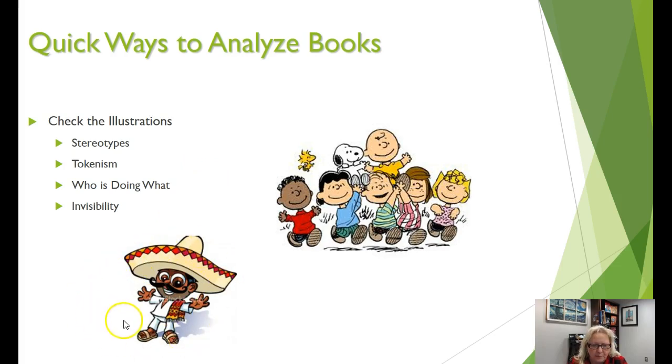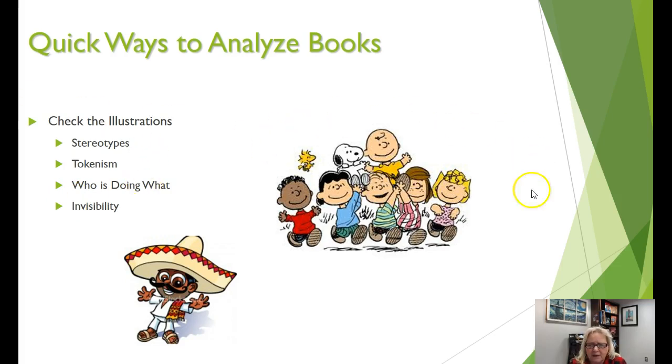Stereotypical portrayals of Mexicans, as in this gentleman here. Tokenism: just one particular character thrown in to represent a different ethnicity. Who's doing what? Is the non-dominant person, the non-white person, just following, or do they get to lead? And invisibility: are there no characters at all?